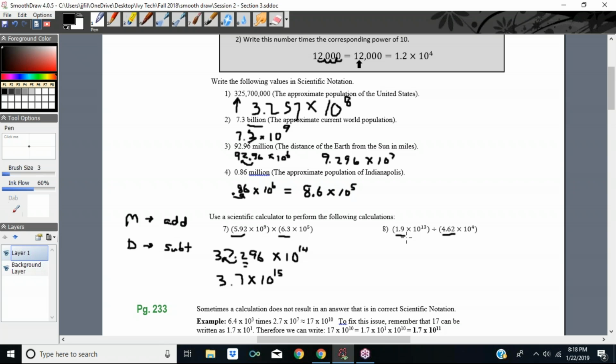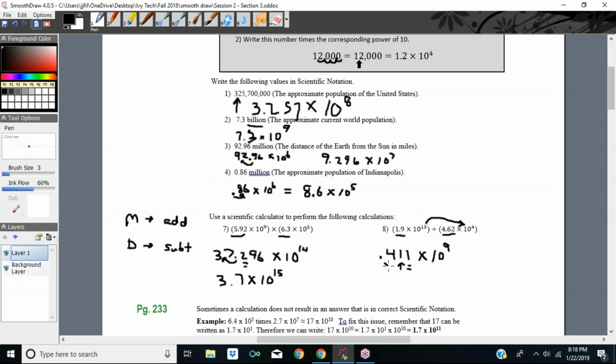Now when we divide this one, we're going to do 1.9 divided by 4.62. So 1.9 divided by 4.62. And on my calculator, I got 0.411. And there are some other digits after that, but they don't matter because we only need 2 digits. And this 1 tells us that the first one stays the same. So this is times 10, and we're going to subtract the exponents this time. Looks like 13 minus 4 is 9.